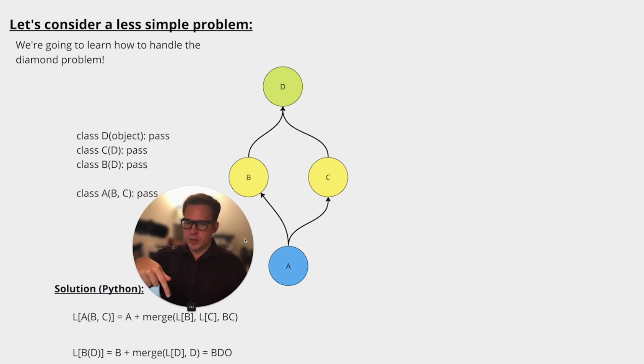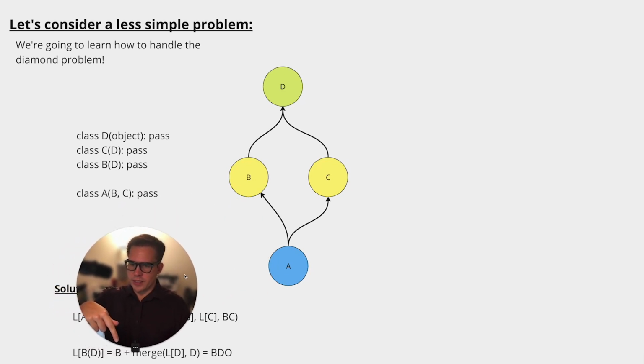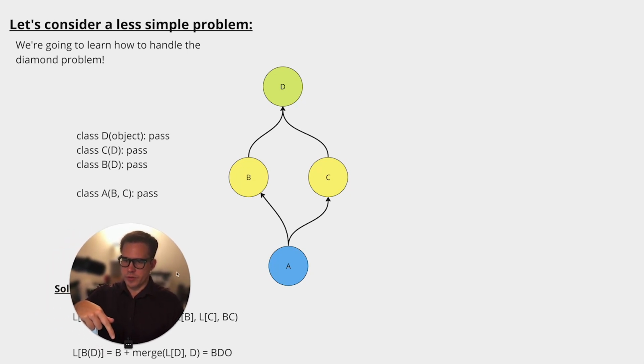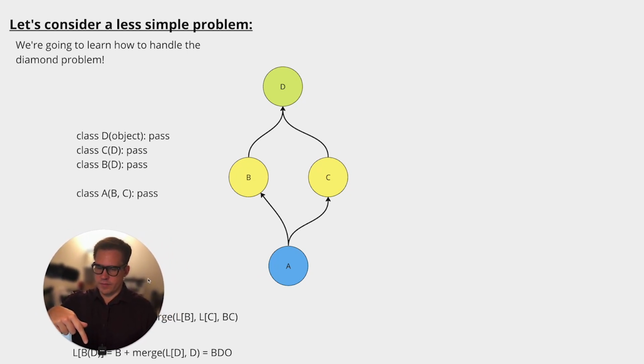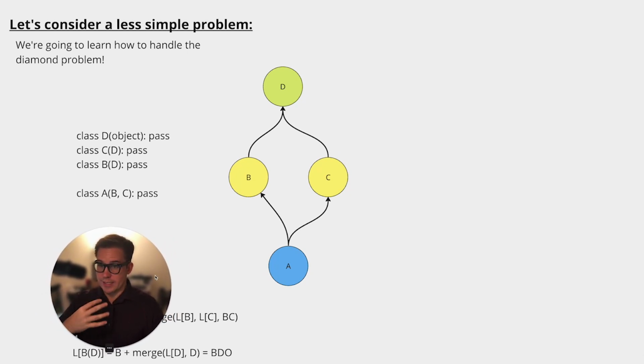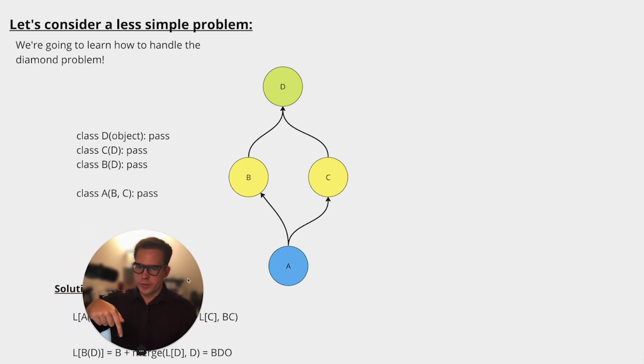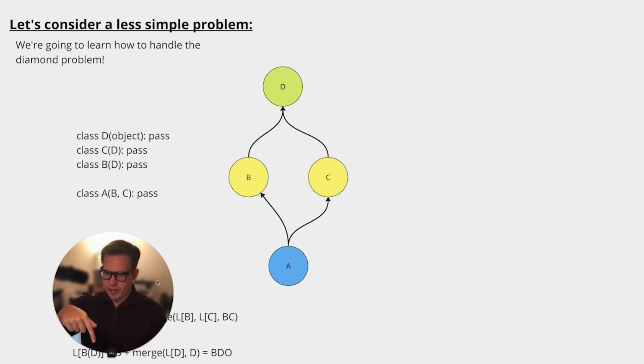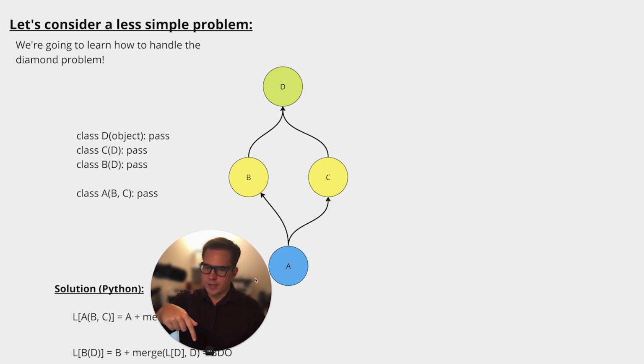So we need L of B because it says it right here. B depends on D. We can extract B. That's always a valid head immediately, because that's the class we want to linearize, so of course the class itself is the most parent. So we do B plus merge, and then we just put the linearization of whatever it depends on, L of D. So now we need L of D, right?